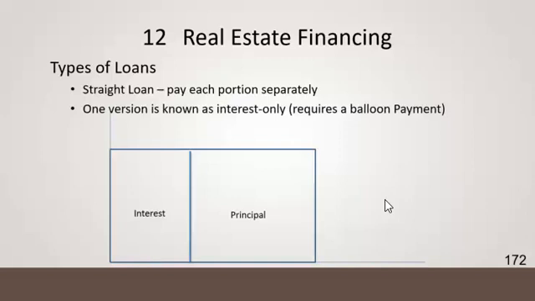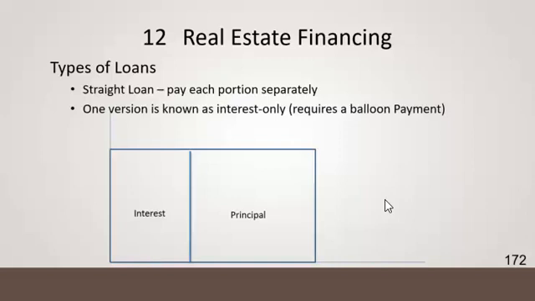Now, there is a version of the straight loan that we use a lot, and it has a separate name. It's called an interest-only loan. Let me back up by saying, in a true straight loan where you pay interest and then principal, at the end of paying all of the principal, your balance is zero. That's how it works.